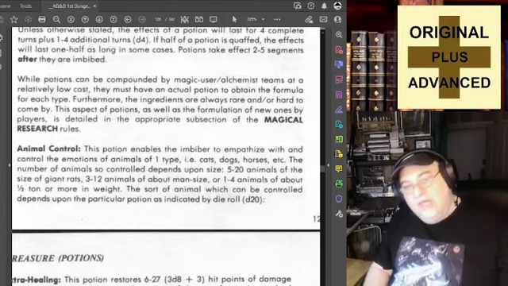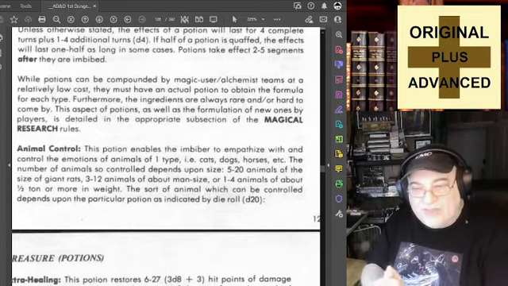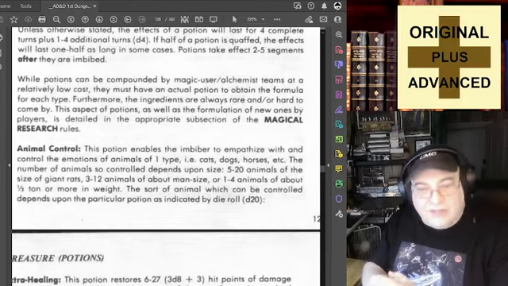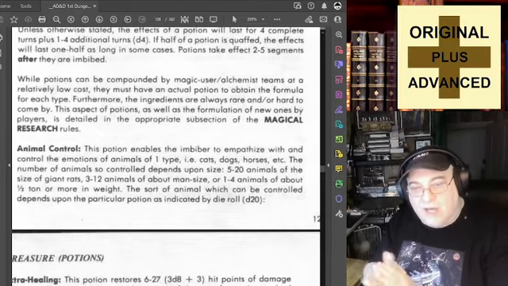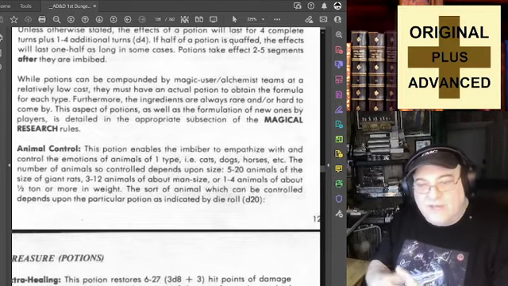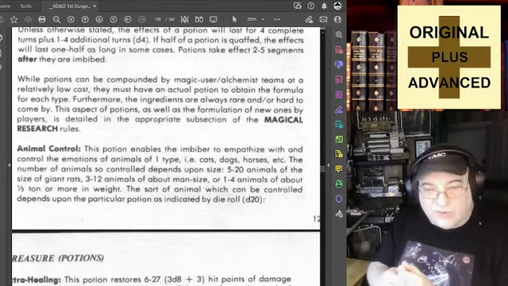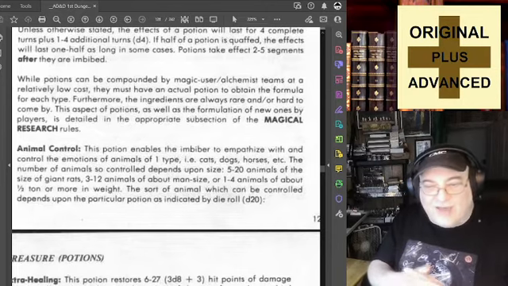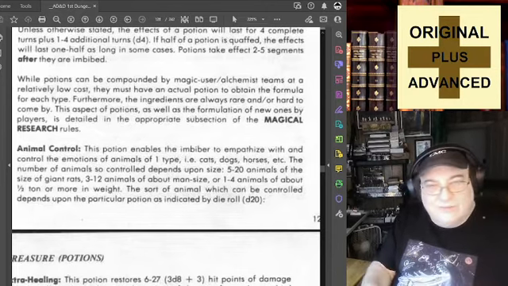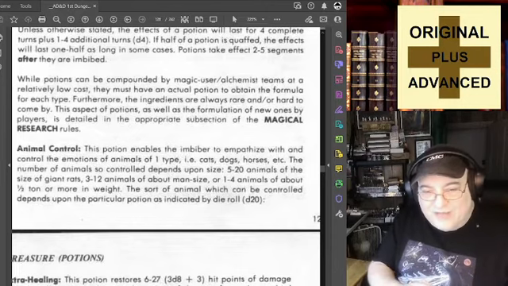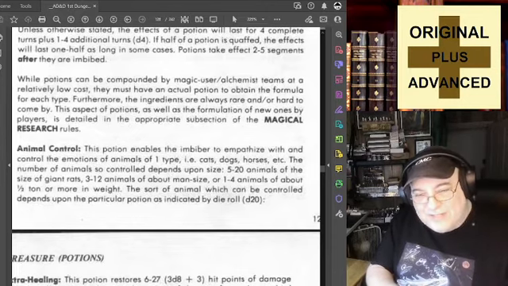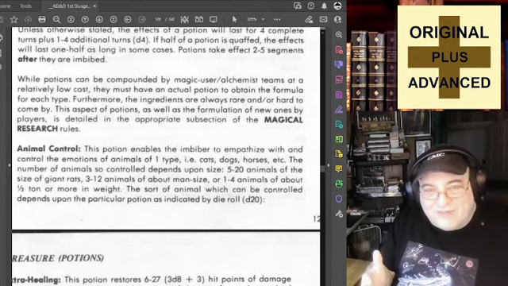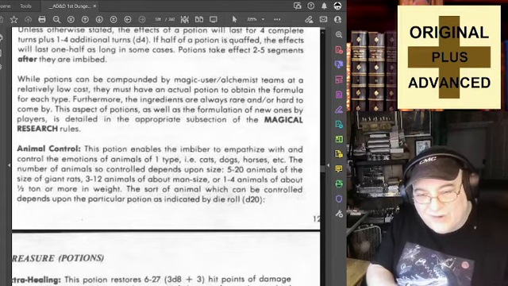Animal control. This potion enables the imbiber to empathize with and control the emotions of animals of one type, i.e., cats, dogs, horses, etc. The number of animals so controlled depends upon the size, 5 to 20 animals of the size of giant rats, so small dogs. Maybe not quite small dogs, maybe smaller. Chihuahua size, maybe a little smaller. Giant rats have got to be that big, right? Or they're not really worth throwing at your players.